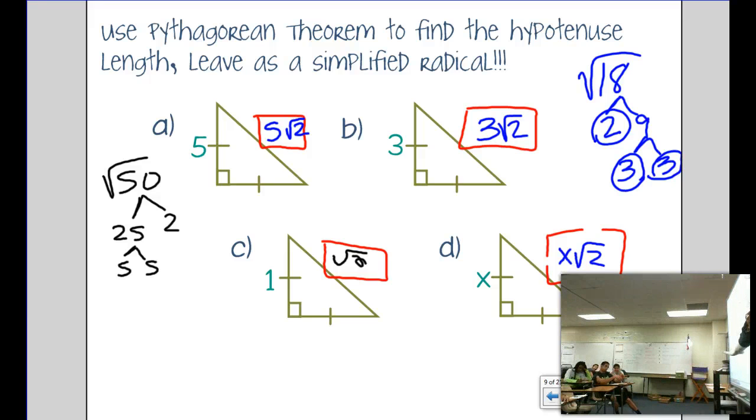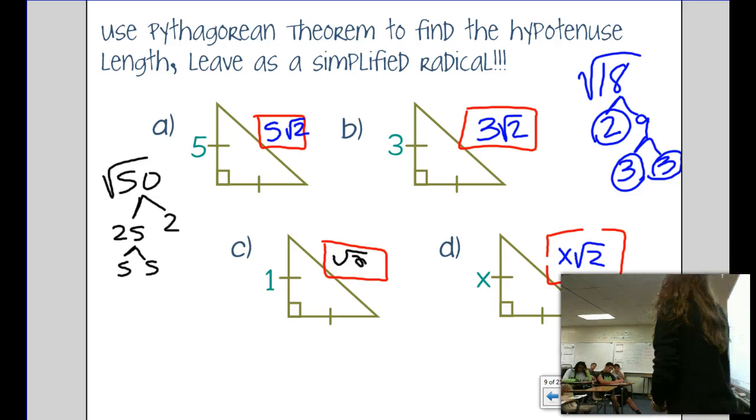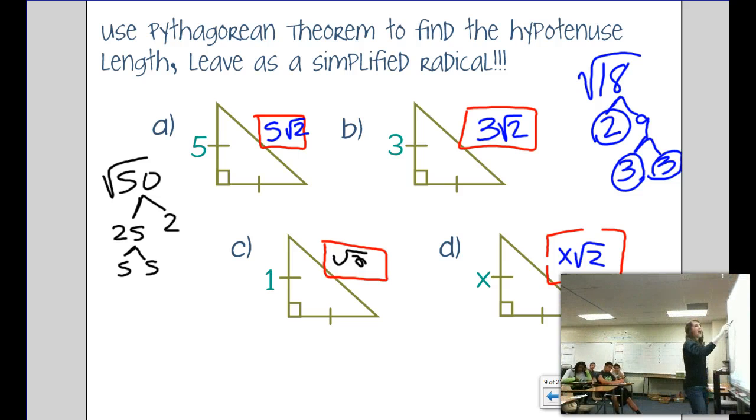Okay, now I want you to stare at all 4 of these triangles and make a conclusion. They all have a square root 2. Look at A. This is 5. What's this side? 5. So 5 root 2. What's this one? 3. 3 root 2. 1, root 2.